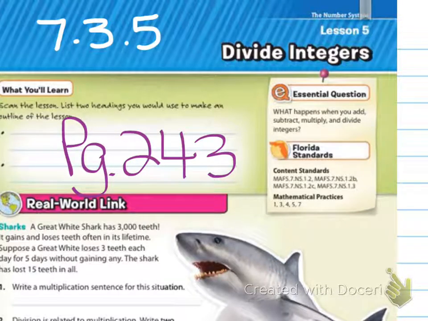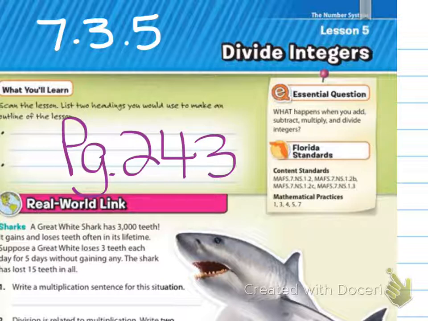All right, so we're looking at 7.3.5, divide integers. That's the 7th grade textbook, chapter 3, lesson 5. It starts on page 243.